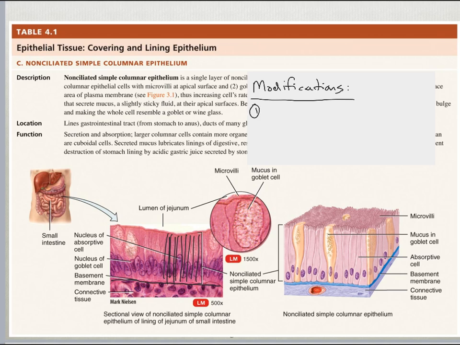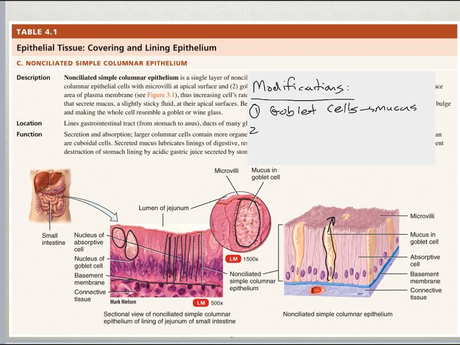Our first modification is goblet cells. Now, we say, what do goblet cells do? Well, they're going to secrete mucus onto the surface of this tissue. So we look back to our drawing, and here these little bulbous goblet cell shaped structures, right? And we look at the drawing, here it is. This is going to secrete mucus onto the surface to help facilitate movement, to lubricate, and also for some absorption.